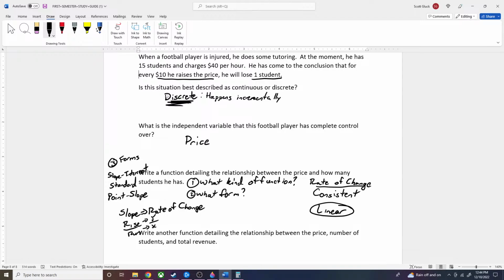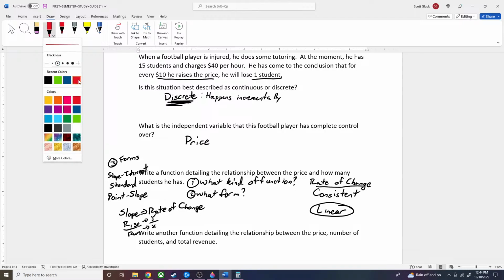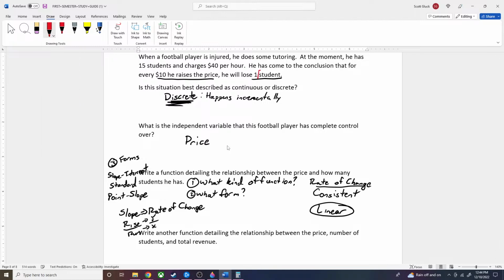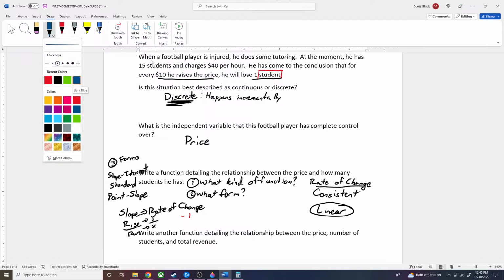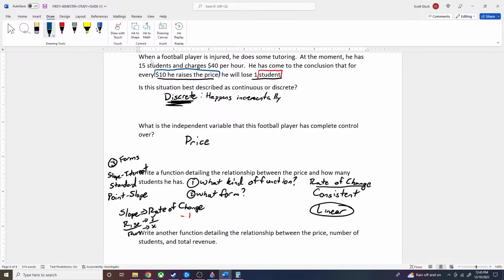Well, how much does this y variable change? Well, remember that y is the dependent variable. So since y is the dependent variable, that's students. So he's going to lose one student. When is he going to lose one student? If he raises the price by $10. So if the price goes up by 10, students will go down by 1. That is your slope, -1/10.